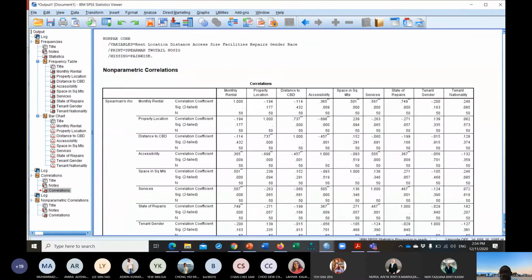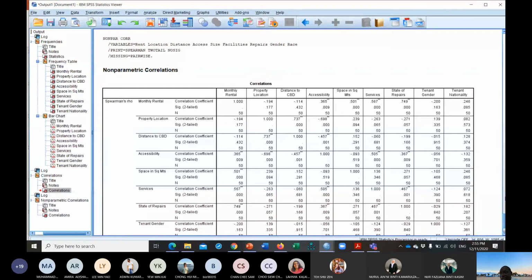So just a quick glance, we can see there's not much difference between what the parametric and non-parametric gave us. Accessibility is still a significant factor. Space is equally significant here. It's flagged. Services is equally significant, and state of repair is equally significant. But when we know that our data are non-parametric, it's better we use non-parametric correlation. That is just the difference.